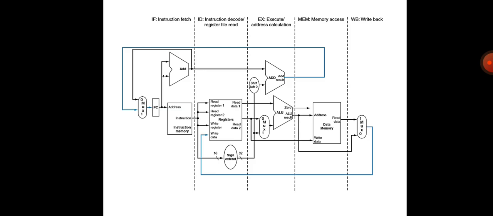In the first stage, we have the instruction memory. Here we have two separate memories, one for the instruction and one for the data. In the instruction memory, the instructions are stored. Instructions are a set of commands to perform certain operations, and the data memory stores the data, that is, operands. So in the first stage, instructions are fetched from the instruction memory.